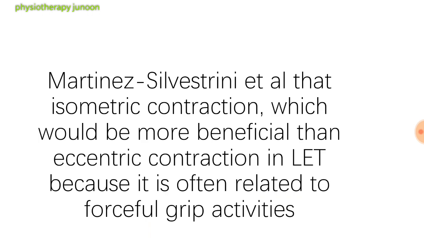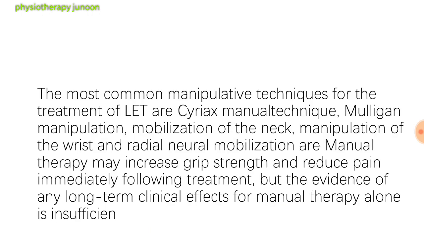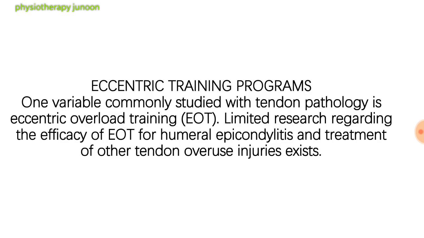Martinez and Silverini et al. reported that isometric contraction may be more beneficial than eccentric contraction in LET because it is often related to forceful grip activity. The most common manipulative techniques for the treatment of LET are Cyriax manual technique, Mulligan manipulation, mobilization of the neck, manipulation of the wrist, radial neural mobilization, or manual therapy, which may increase grip strength and reduce pain immediately following treatment. But the evidence of any long-term clinical effect for manual therapy alone is insufficient.